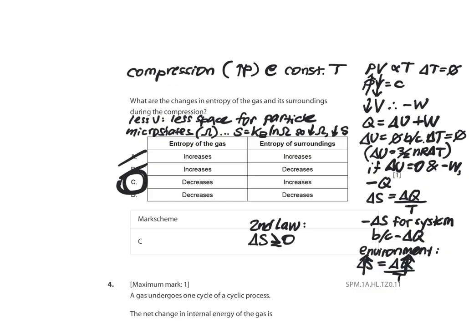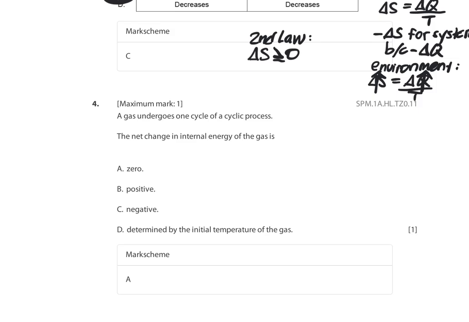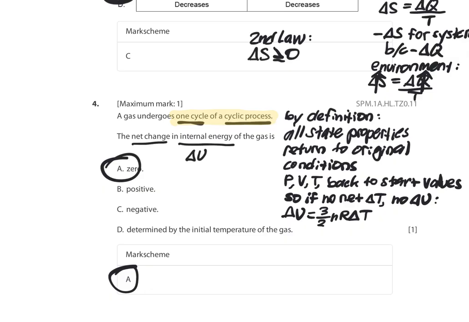Next question. All right, number 4. This one's a little less involved. It's a little easier. The gas undergoes one cycle of a cyclic process. Net change in internal energy. So that would be delta U. What is the delta U? Well, it completed one cycle of a cyclic process. So yeah, cyclic process, everything goes back to start. So if it completed one cycle, P, V, and T go back to start values. So there's no change in temperature. There is no change in internal energy. A.